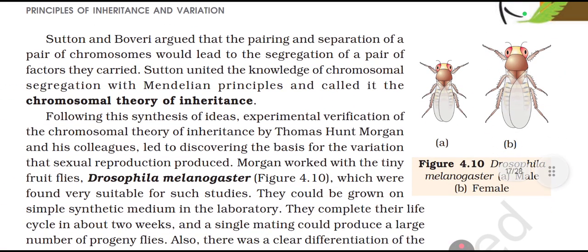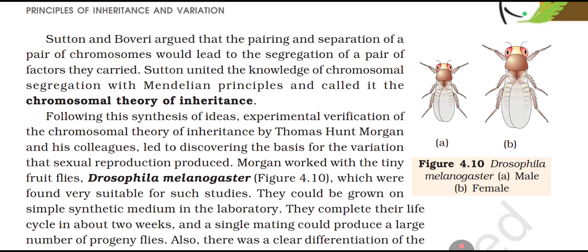Sutton and Boveri argued that the pairing and separation of a pair of chromosomes would lead to the segregation of a pair of factors they carried. Sutton united the knowledge of chromosomal segregation with Mendelian principles and called it the chromosomal theory of inheritance. Following this synthesis of ideas, experimental verification of the chromosomal theory of inheritance by Thomas Hunt Morgan and his colleagues led to discovering the basis for the variation that sexual reproduction produced.